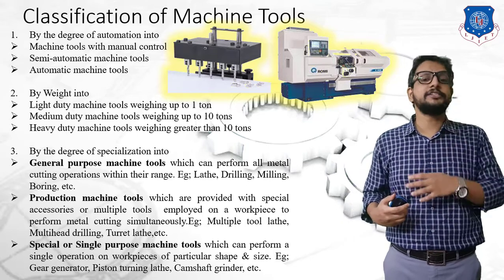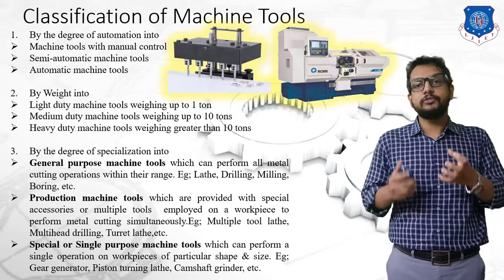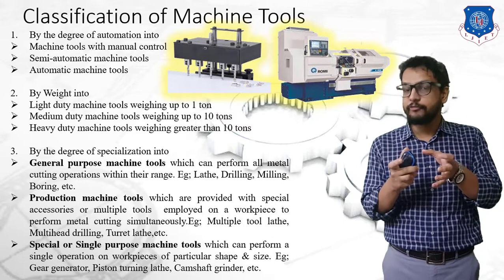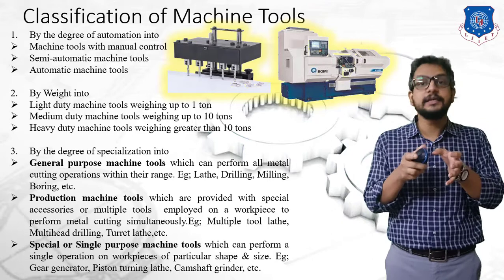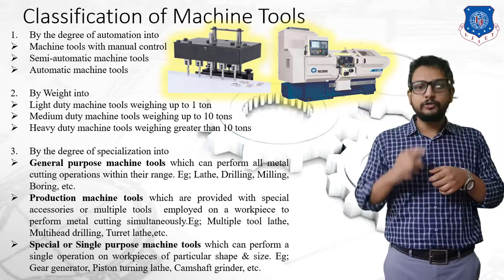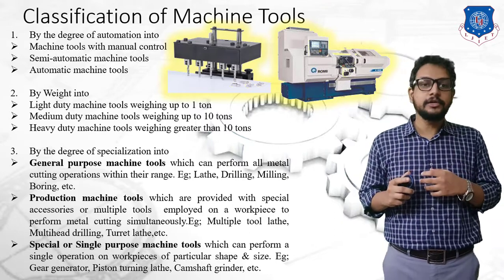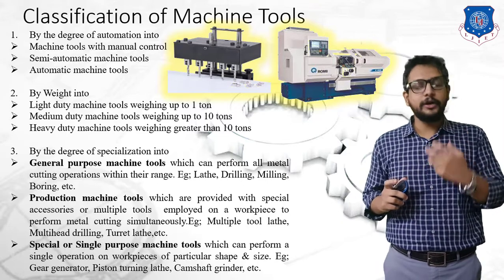As the name itself suggests, a production machine tool means a large quantity of components can be produced on this type of machine tool in a shorter period of time. In this case, the machining time can be reduced drastically. So how? It is provided with special accessories or multiple tools which are employed on a workpiece to perform a cutting operation.